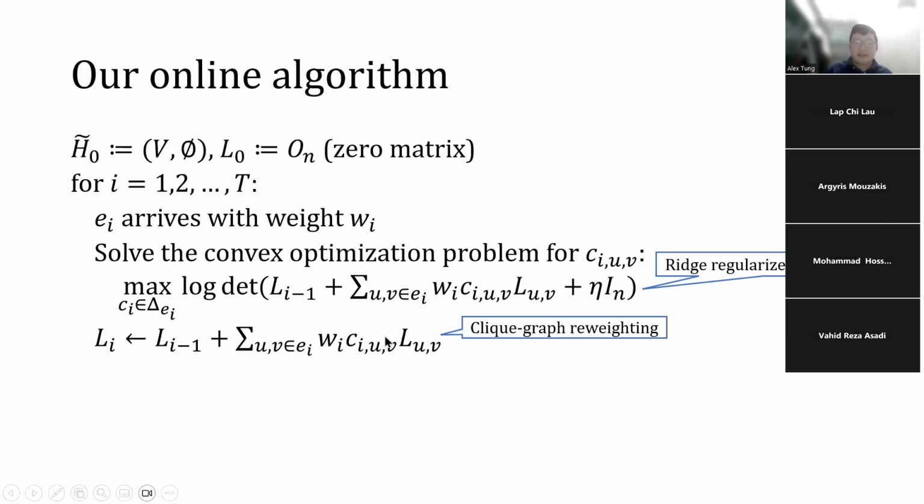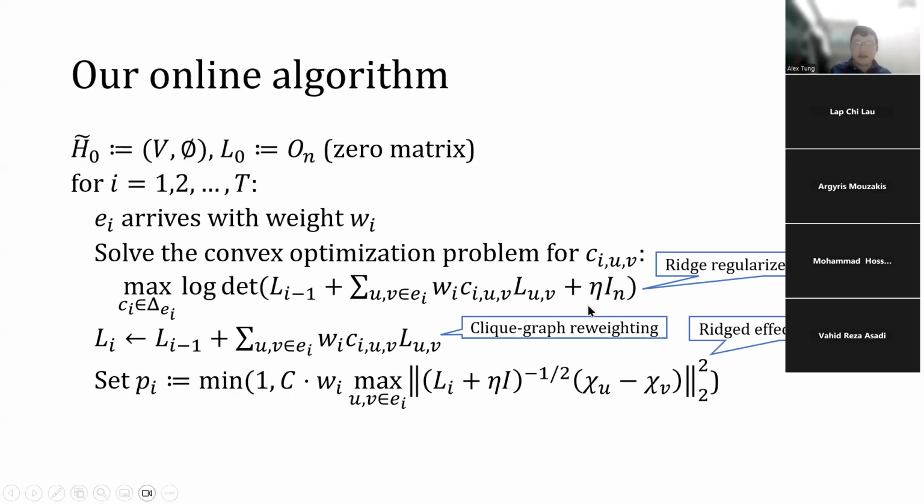So once we find the optimal weight assignment, we're just gonna update Li by adding this. So you can think of it as adding Wi CIUV to the edge UV. And then Li is just the Laplacian of the new graph. And then finally, the sampling probability Pi is basically just the oversampling rate times this ridged effective resistance. So the only difference between this and the effective resistance is now there's an eta I that we add to the Laplacian.